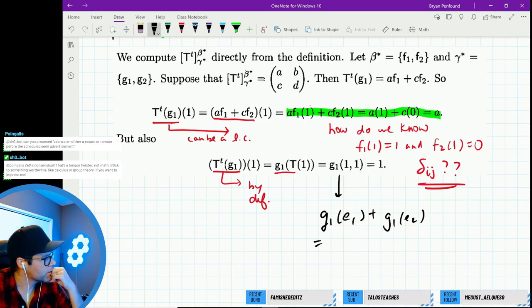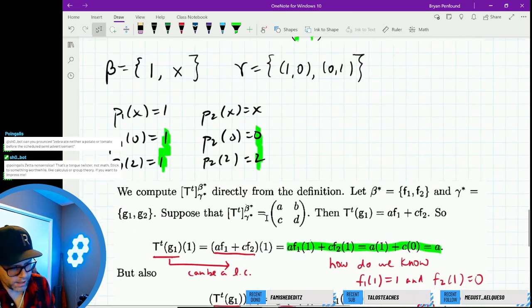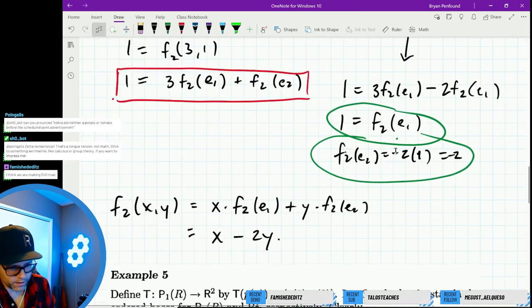Is the definition of how the functionals act on the basis vector. So this should be the same then. This should go to 1 plus 0. Although that feels weird because I feel like up here we actually tried to like find what these were.